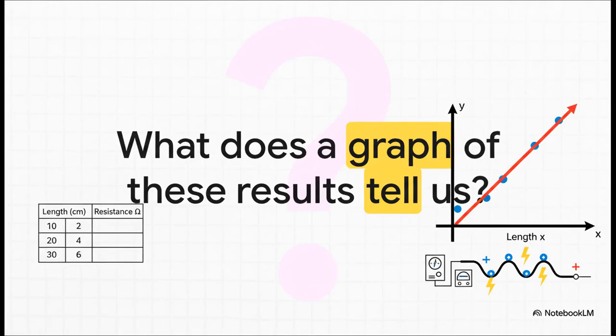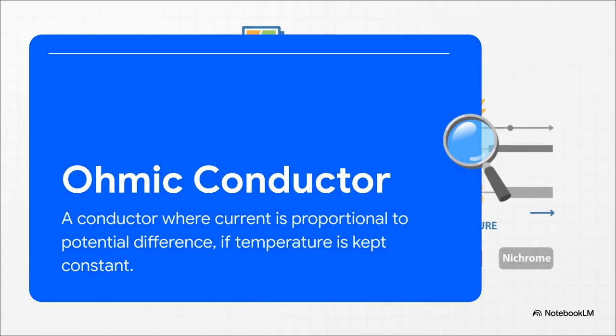A table is good, but you know what's even better for spotting a pattern? A graph. So if we were to plot resistance on one axis and length on the other, what kind of shape do you think we'd see? And more importantly, what would that shape tell us? Well, that graph should be a perfect straight line right through the origin. And that proves it. Resistance is directly proportional to length. A component that behaves like this is called an ohmic conductor. And this definition is an absolute must-know for your exam.